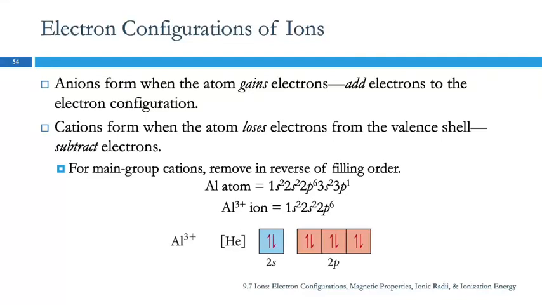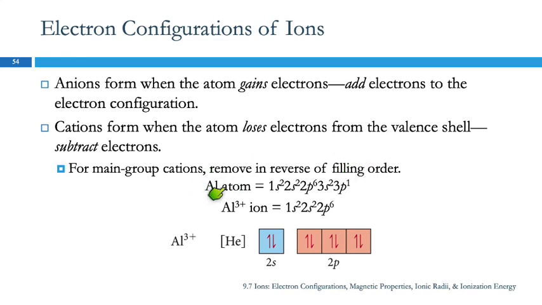Let's talk about electron configurations of ions. We mentioned this a little bit earlier. Anions form when atoms gain electrons, so we're adding electrons. And cations form when we lose electrons, so we're taking electrons away. For the main group elements, things just always make more sense, and the transition metals are the weirdos. In the main group, we're just going to remove any electrons in reverse order of filling.